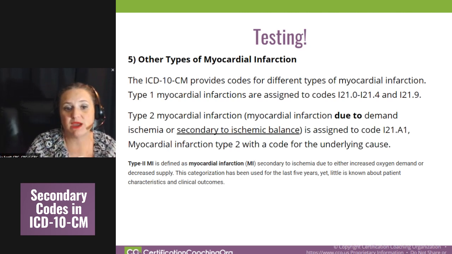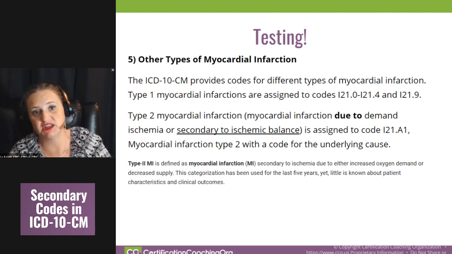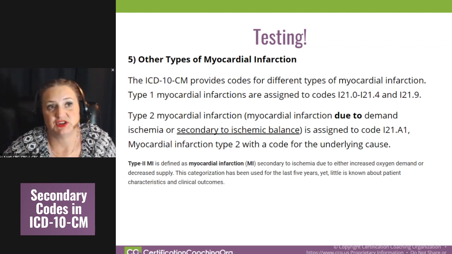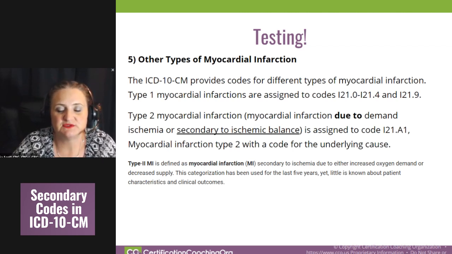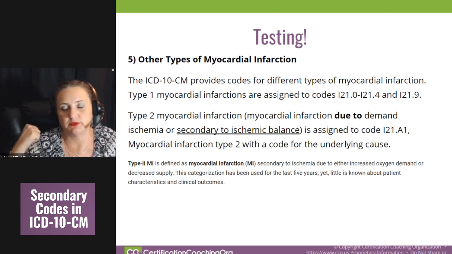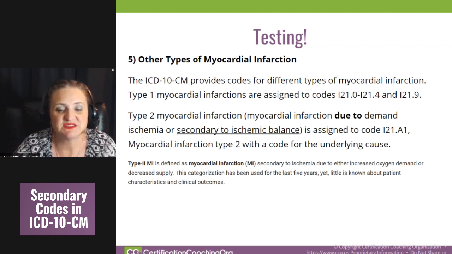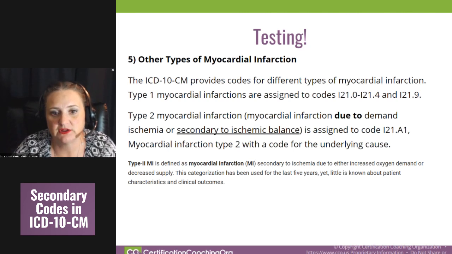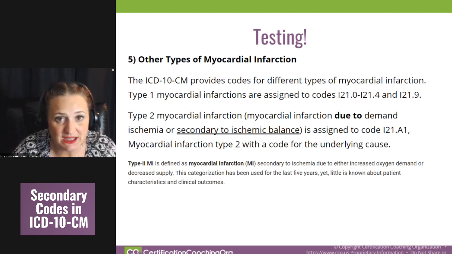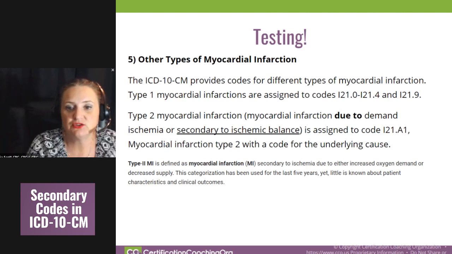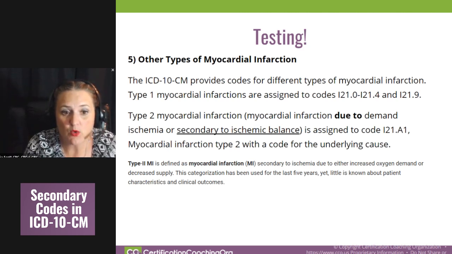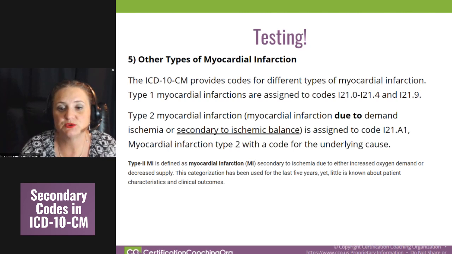So here, your manifestation is your type 2 MI. So what's the etiology, the underlying cause? It is something else, and there are lots of them. But I went ahead and pulled this definition and put it in the resources where you can look more into it. It says type 2 MI is defined as a myocardial infarction secondary to ischemia, in other words, it wouldn't happen if the patient didn't have an ischemia, due to either an increased oxygen demand or decreased supply.